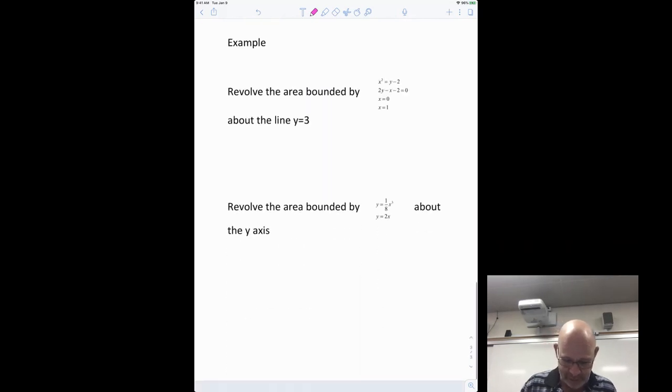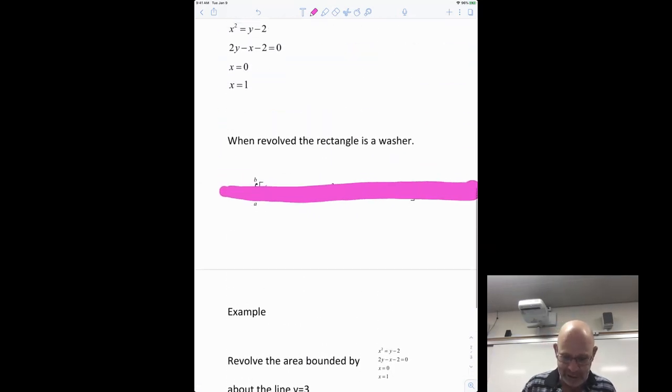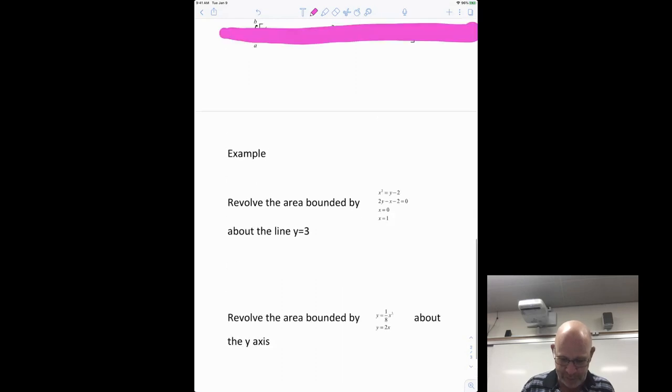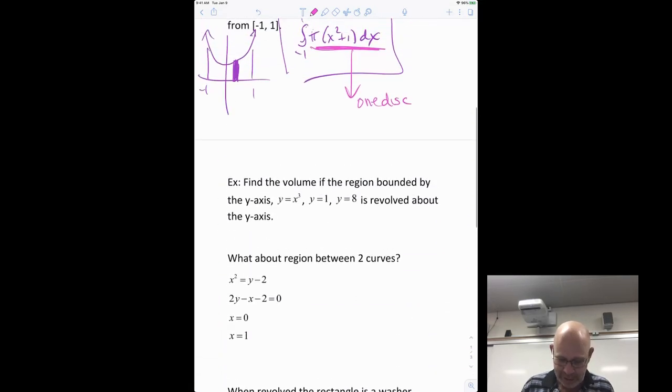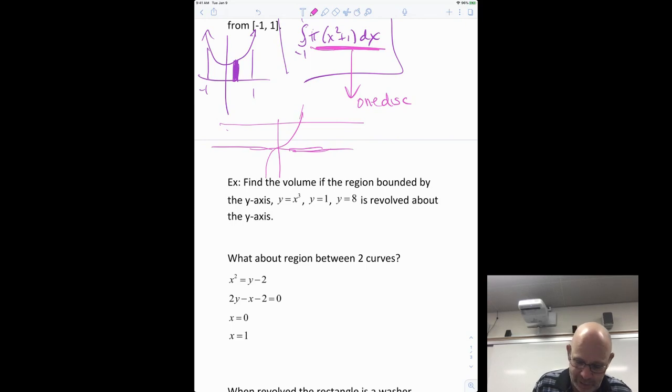So here, we'll do one more example. No, actually, you know what? Yeah, let's do one more example. I'm kind of out of space here, so I'm going to squeeze this one in right here. Y equals x cubed. Oh, yeah, let me show you something. Good example. Y equals x cubed, y equals 1, and y equals 8. Okay, so here's my shape. Okay, but now we're going to revolve it around the y-axis.